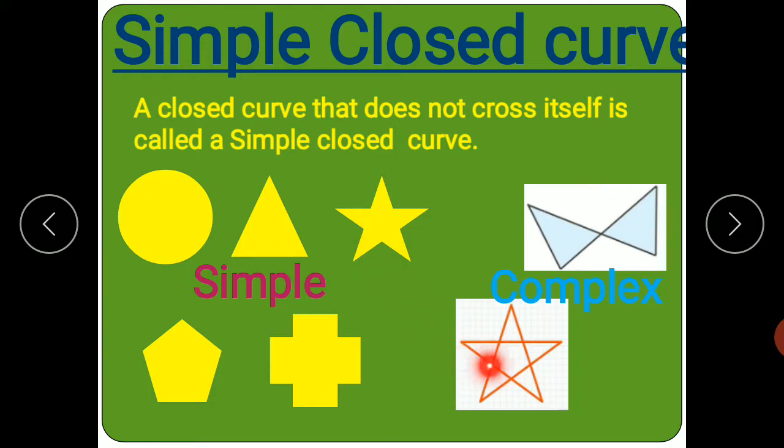These two are the same shape, like a star. They look like the same polygons. But the difference is, this is a simple closed curve because it is not crossing itself. This is a complex curve because you can see that intersecting, crossing itself. So a simple closed curve means it does not cross itself.